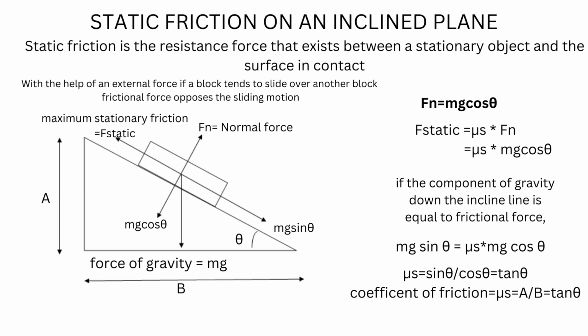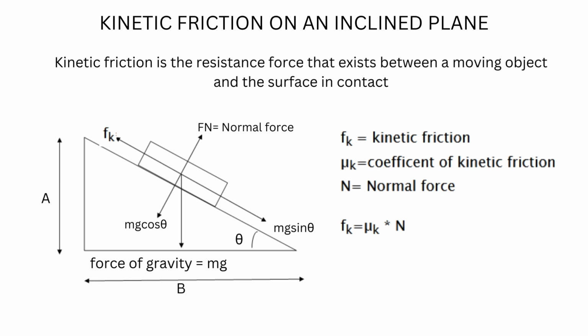So when you calculate the static friction, which is equal to coefficient of friction times normal, that is mu s times mg cos theta. If the component of gravity down the incline is equal to frictional force, you can say mg sin theta equal to the frictional force itself, which is equal to mu s times mg cos theta. So mu s equals sin theta by cos theta, which is equal to tan theta. Also you can see the coefficient of friction is mu s equal to a by b. And coefficient of friction is a measure of the amount of interaction between two surfaces.